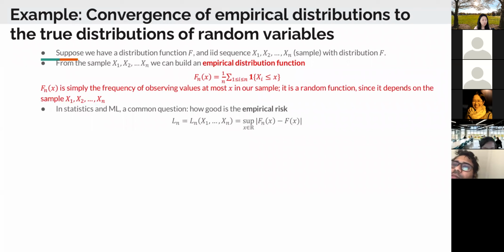So indeed, what we need to do is bound the probability of the absolute value of L_n minus the expectation of L_n. Let me ask you, what is the randomness? What is the expectation on? Any idea?